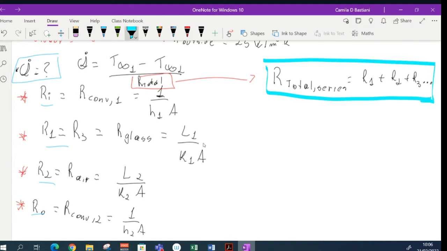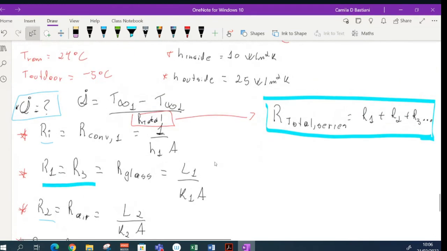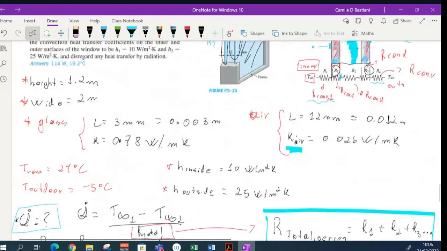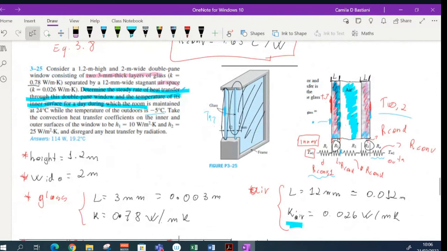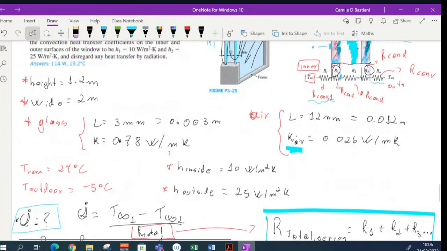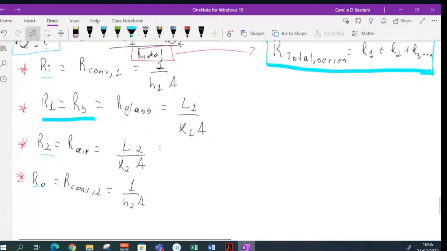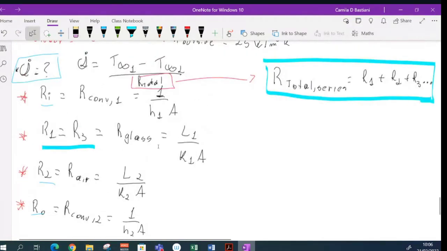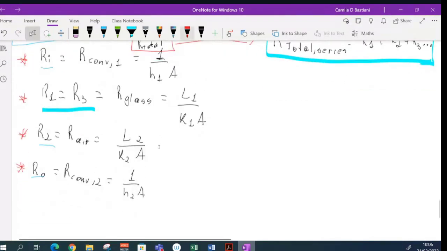So let's find each one of our resistances. We know that resistances 1 and 3, my resistances through the glass, are the same, because I have the same thickness of glass on both sides with the same composition and the same conductivity. Let's calculate each one of those resistances then. I'm going to start here with Ri.